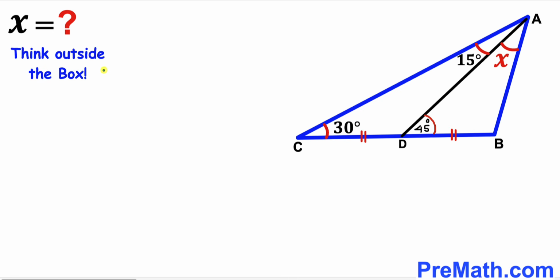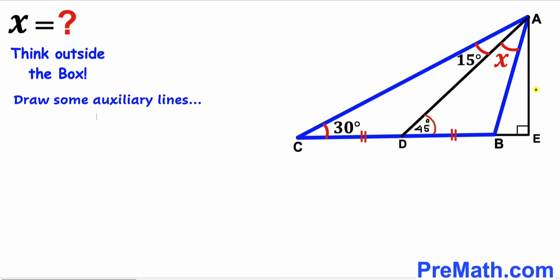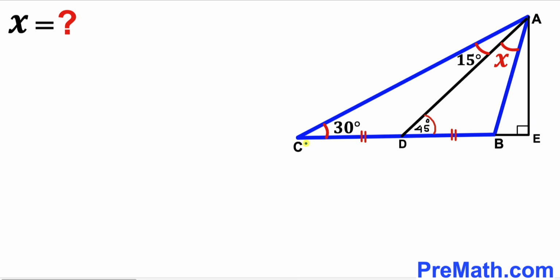And now we are going to think outside the box and draw some auxiliary lines. As you can see in this next step, we have created this right triangle AEB. Here's our next step. I am going to label this segment CD as lowercase a. Then this segment BD is lowercase a as well. And I'm going to label this tiny segment BE as lowercase b.